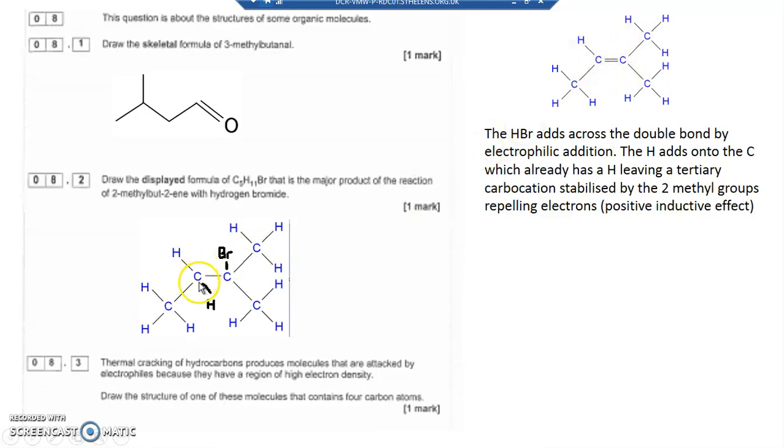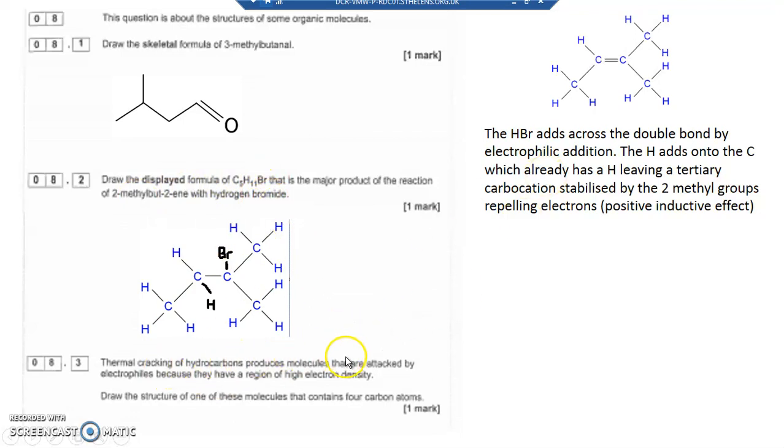But just so that you can get it right, the H joins onto here, and the Br then will join onto the other one when Br minus with a lone pair. The lone pair is going to join onto the C plus that's there. So that's what it's going to look like. That gets you the marks. You don't need to draw this bit. This is what gets you the marks for recognizing that this has got an H and this has got a Br in the product.